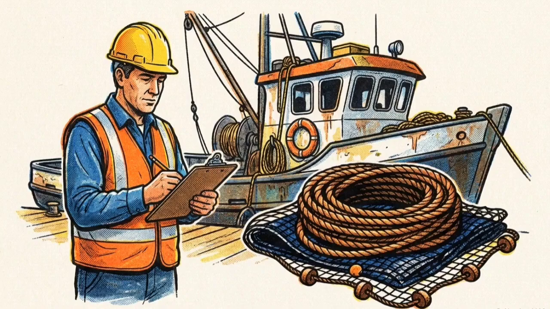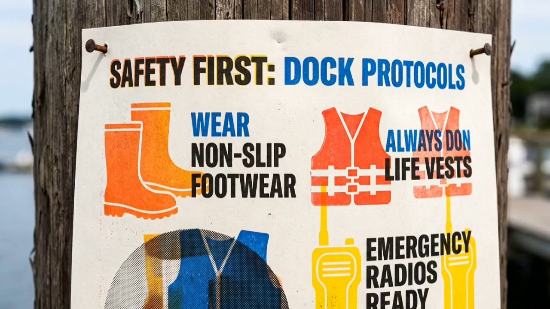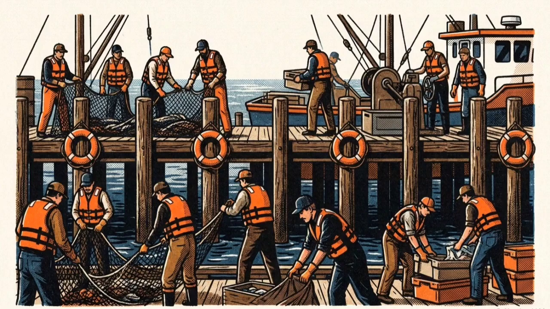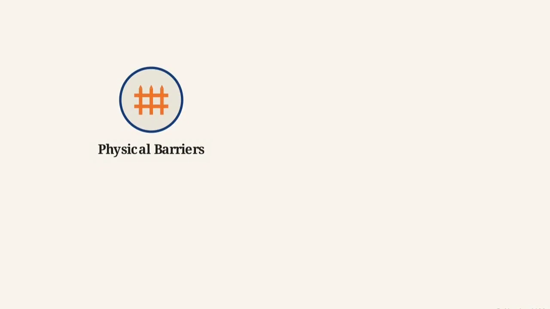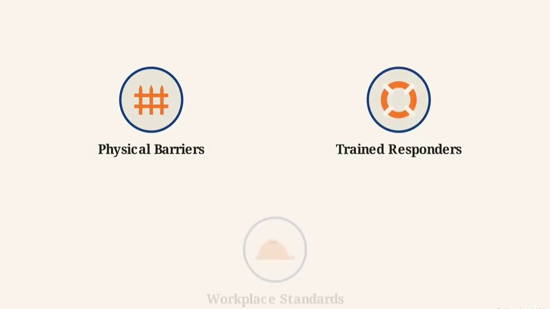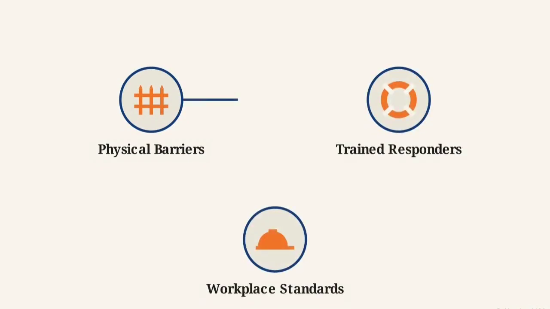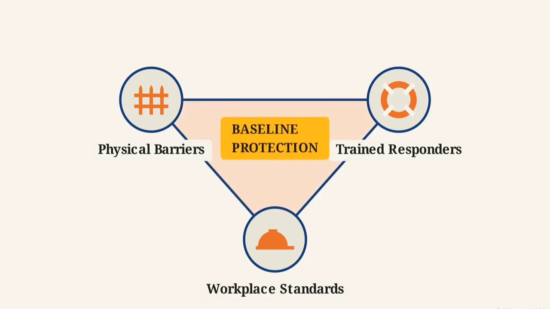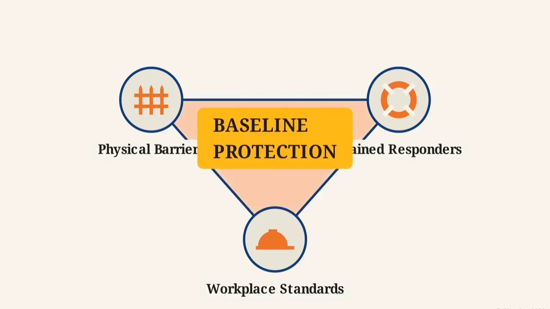O represents occupational safety, focusing on the adults who work on or near the water every day. Draft a basic safety standard for these workers. If your local economy involves fishing or docking, identify the specific equipment and safety protocols required to protect those laborers on the job. Combining these physical barriers with a network of trained responders and clear workplace standards establishes the baseline protection needed to reduce both accidental immersions and workplace fatalities.